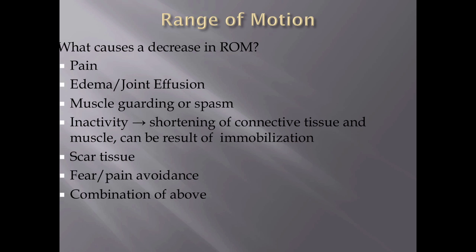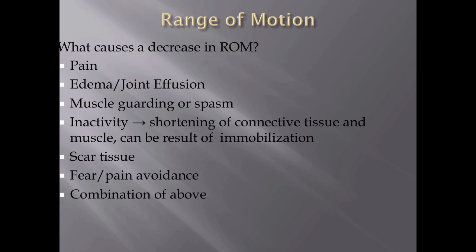Pain is a big inhibitor, so pain will prevent you from moving through a range, especially if you have pain at a certain point of the range. Your body remembers that and it tries to avoid that pain. Edema, or especially a joint effusion, so if you have a big joint effusion at the knee, it's going to prevent the knee from bending or flexing as far as it normally would.